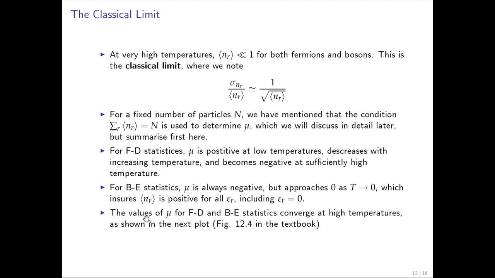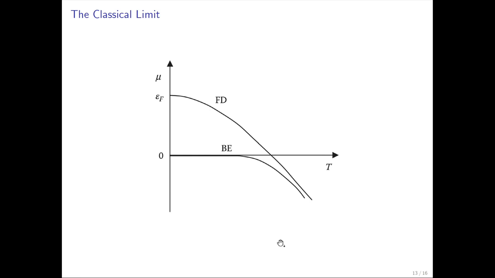And we also find that the values of the chemical potential for fermions and bosons, or for both statistics, converge at high temperatures. And we'll show this in the next plot. It's in the textbook as well. So here you see at very low temperature the chemical potential for Fermi-Dirac statistics is the Fermi energy, and for bosons it's really, really close to zero. And then as we raise the temperature, the chemical potential of fermions crosses zero, goes negative, and they both approach the same value up here at high temperature, which is the classical limit.